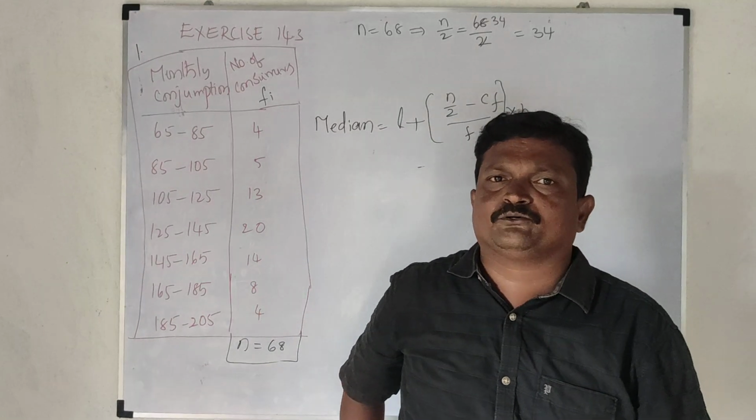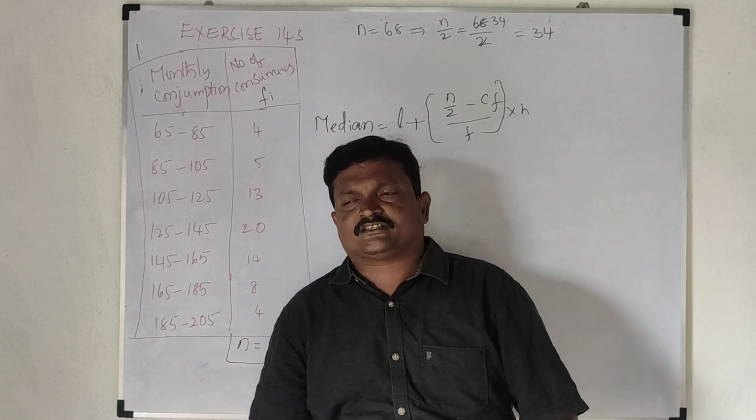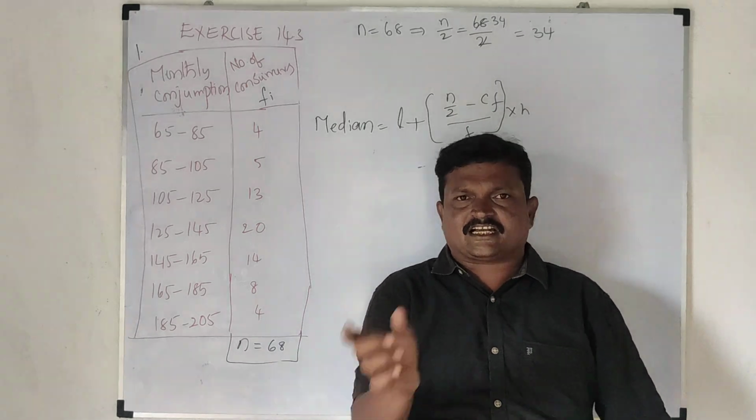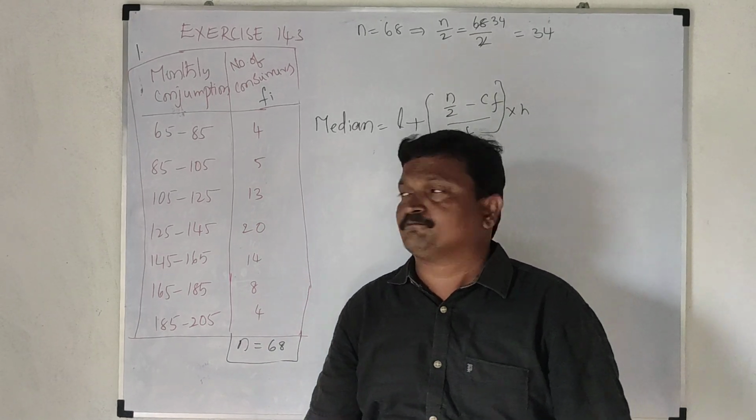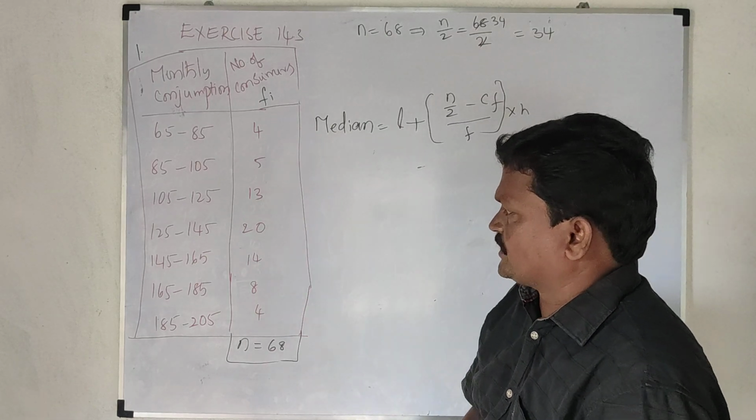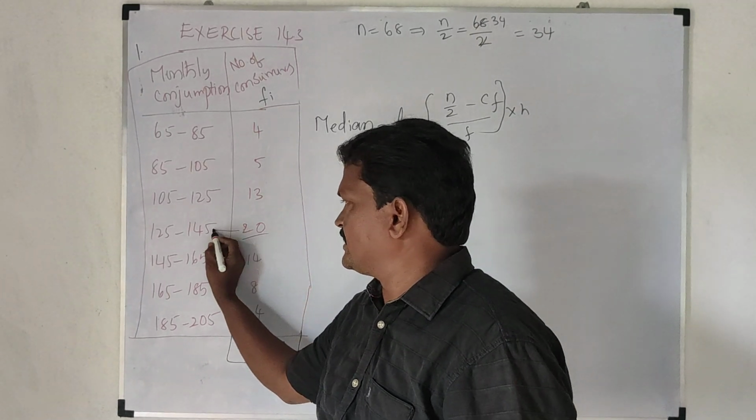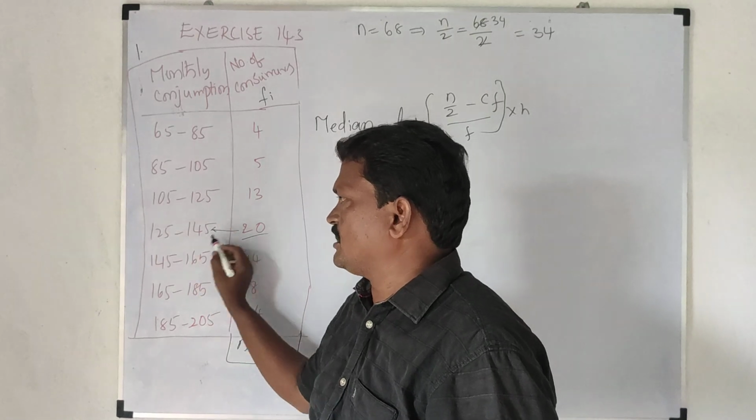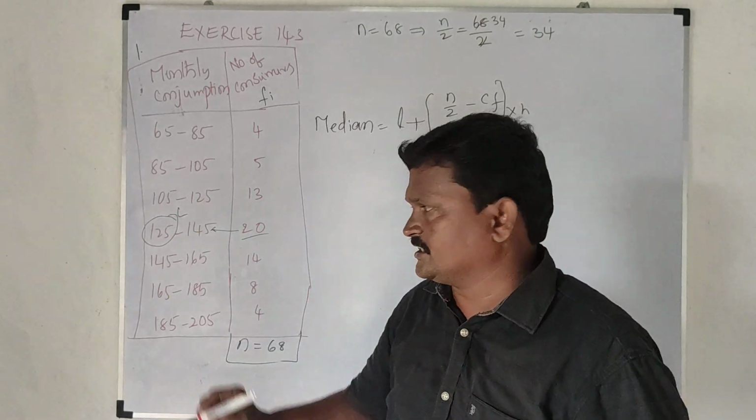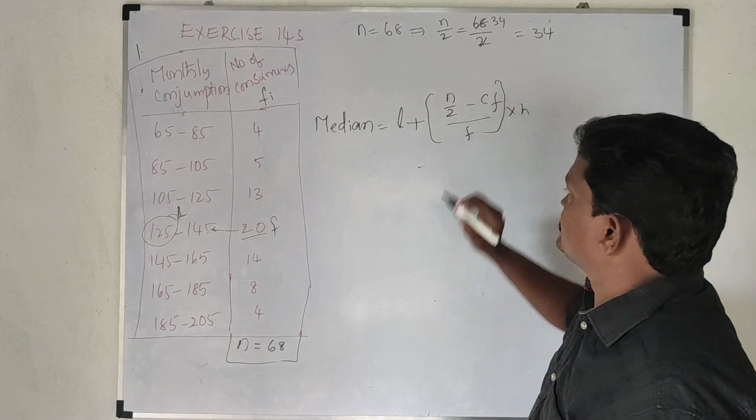In mode also we took the modal class. How did we take that modal class? For the highest frequency. The class having the highest frequency becomes the modal class. Here also same thing. Which class has the highest frequency? This is the highest frequency. Then exactly that class is called the median class. So here 125 is the L value. The highest frequency becomes F. Now what is the CF?